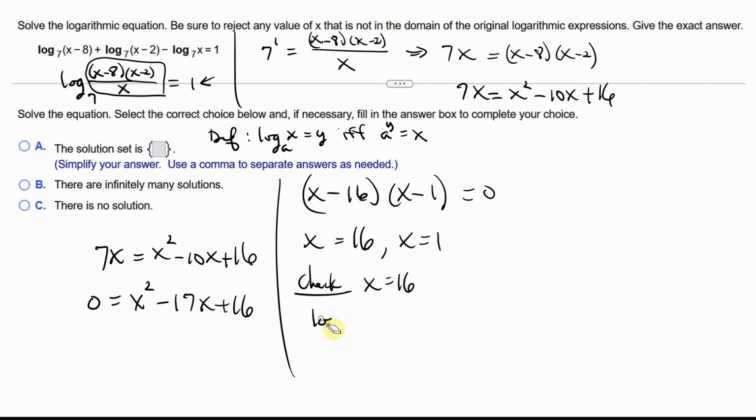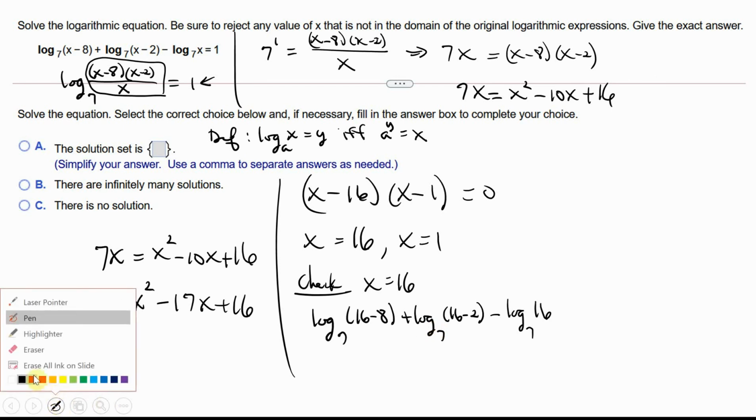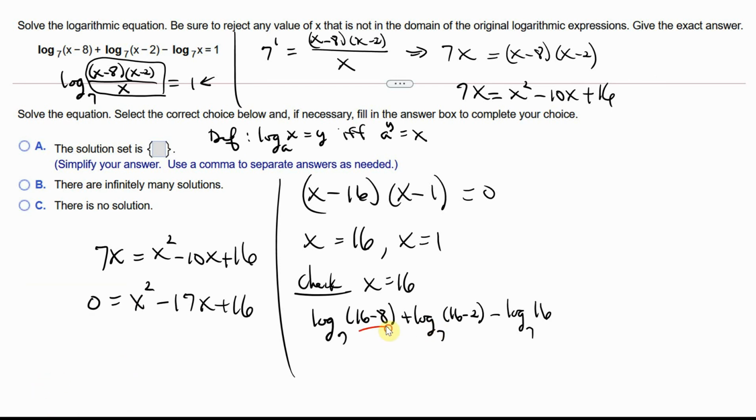So look at the original. This is log base 7 of 16 minus 8 plus log base 7 of 16 minus 2 minus log base 7 of 16. They're all positive. It's good. I'm going to get a result.